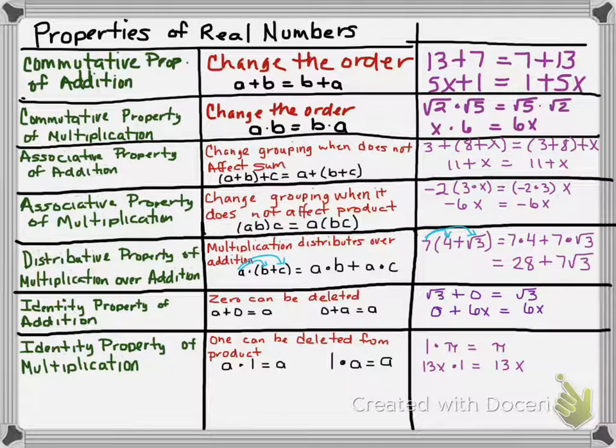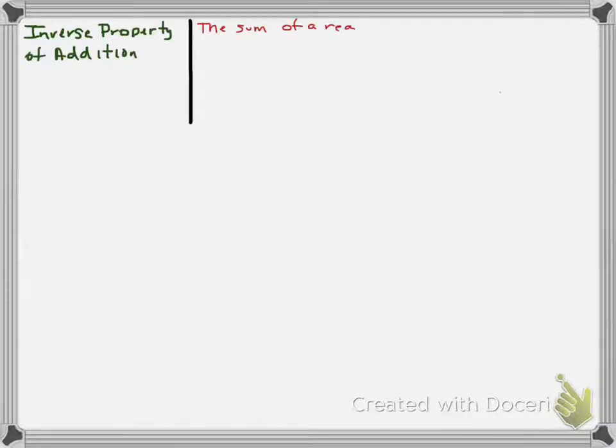So I understand that I'm going really fast. Once again, pause this video. There's 2 more things, and then we're moving on into a different thing. So the last 2 are inverse properties. The inverse property of addition. So let me just go ahead and write all this out, and then we'll explain it right now.